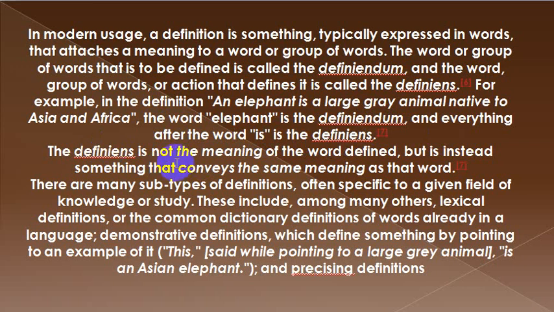The definiens is not the meaning of the word defined, but instead something that conveys the same meaning as that word. There are many subtypes of definition, often specific to a given field of knowledge or study. These include, among many others, lexical definitions or other common dictionary definitions of words already in our language; demonstrative definitions, which define something by pointing to an example of it, as in saying while pointing to a large grey animal, this is an Asian elephant; and precising definitions.